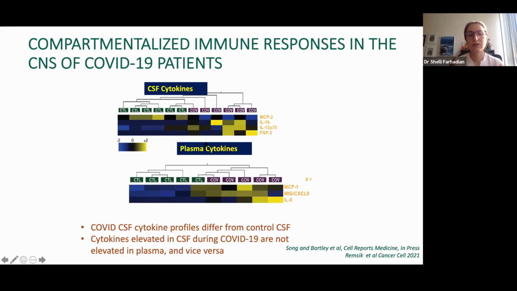So again, this suggests that what's occurring in the CNS is not necessarily a reflection of what's occurring in the peripheral blood, but rather maybe compartmentalized immune responses. And I also want to highlight that it was interesting to us that two of the most differentially regulated cytokines in the CSF were IL-1 and IL-12, which we independently found to be elevated through the single cell RNA sequencing as well.